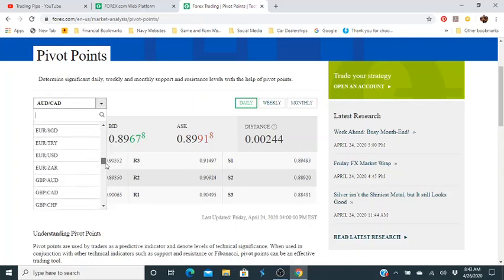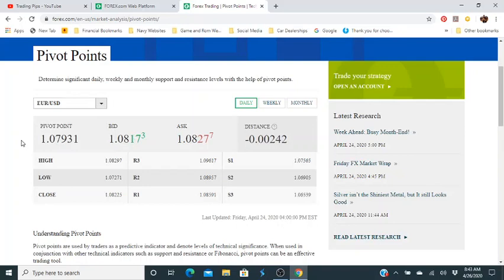Just keep scrolling down. We see our Euro USD. And then we see we have a pivot point of 1.07931. We have a bid ask price up. We have the distance between the two. And then it also shows your high and low for the previous day, which in this case, it's talking about the highs and lows of Friday.